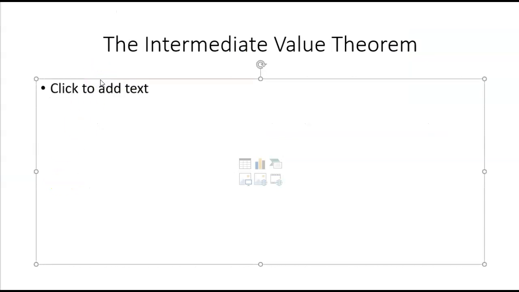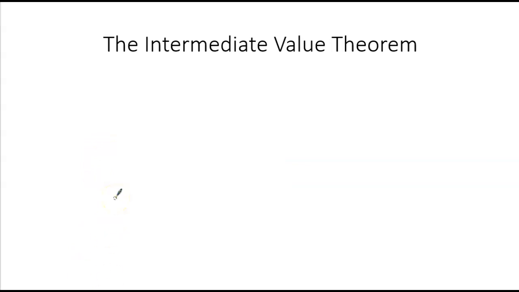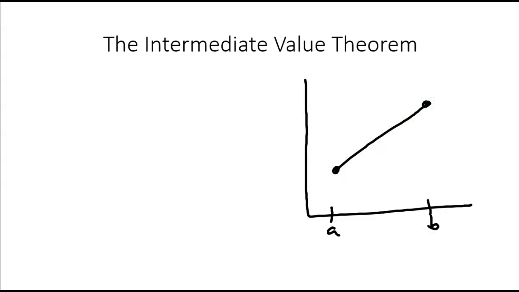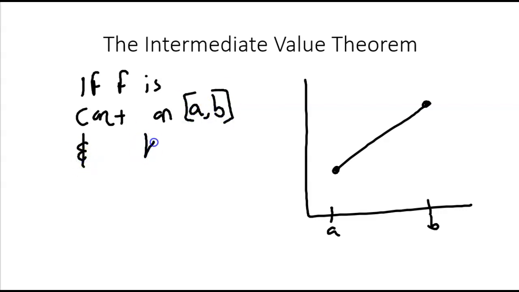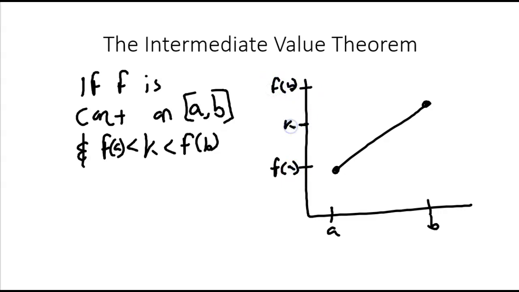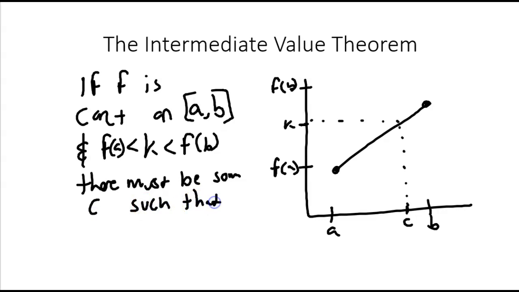All right, we've already talked about the intermediate value theorem in our notes from earlier this week, but we'll talk about it again. The intermediate value theorem basically says that if you're going from A to B and it's continuous, and some value K is between the Y values for those points, so here's f of a, here's f of b, and k is somewhere in here, then there has to be some value of c in between a and b that will give you that k value. Okay, that's the intermediate value theorem.